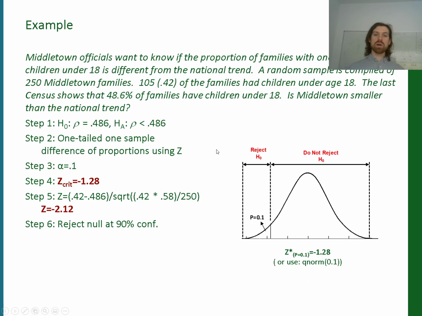Let's go through an example. So Middletown officials want to know if the proportion of families with one or more children under 18 is different from the national trend. A random sample is compiled of 250 Middletown families.